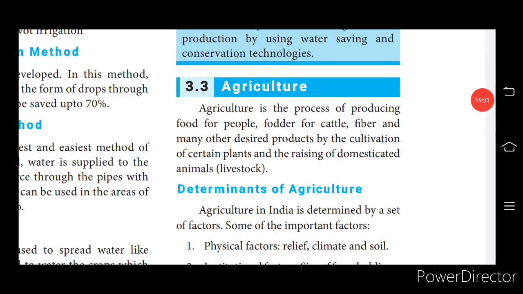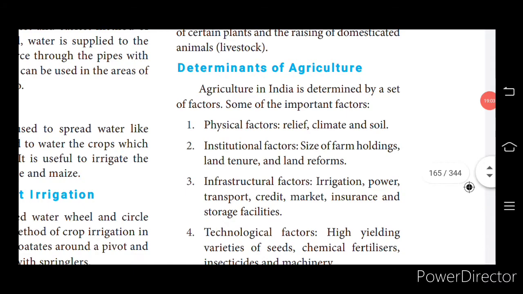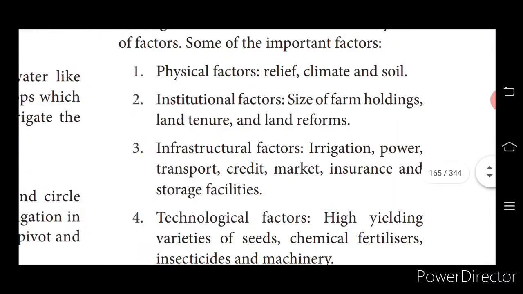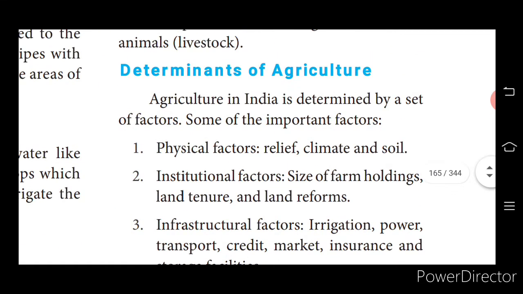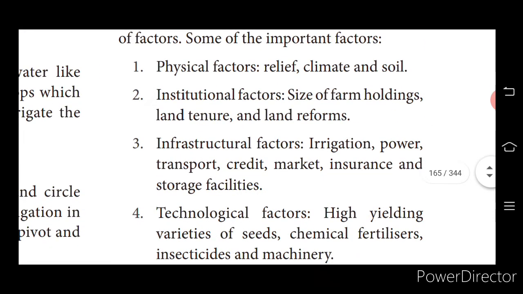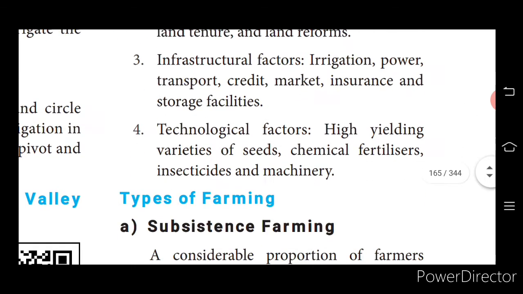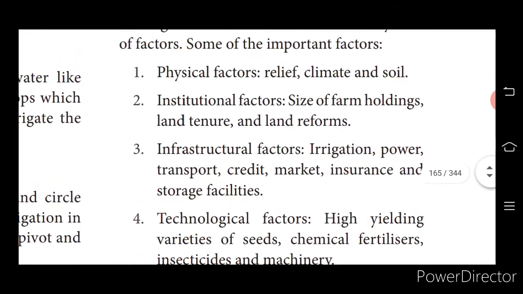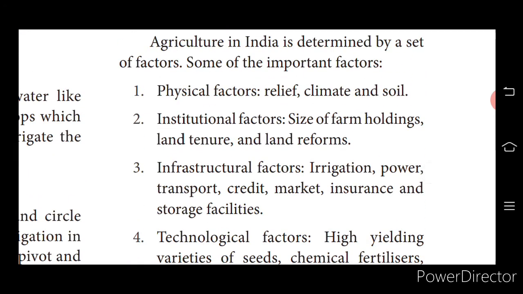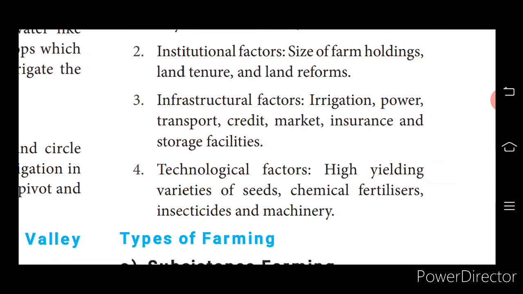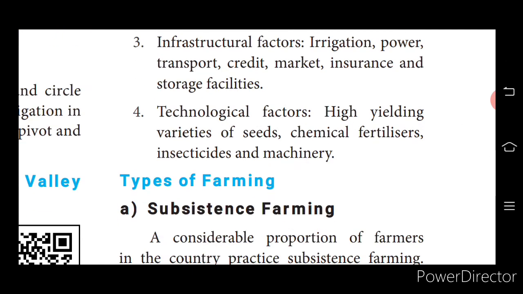Coming to the agriculture part, there are determinants of agriculture. It is determined by a set of factors: physical factors, institutional factors, infrastructural factors, and technological factors. From the name itself you can understand. Physical factors: relief, climate and soil. Institutional factors: size of farm holdings, land tenure and forms. Infrastructural factors: irrigation, power, transport, credit, market, insurance and storage facilities. Technological factors: high yielding variety of seeds, chemical fertilizers and machinery.